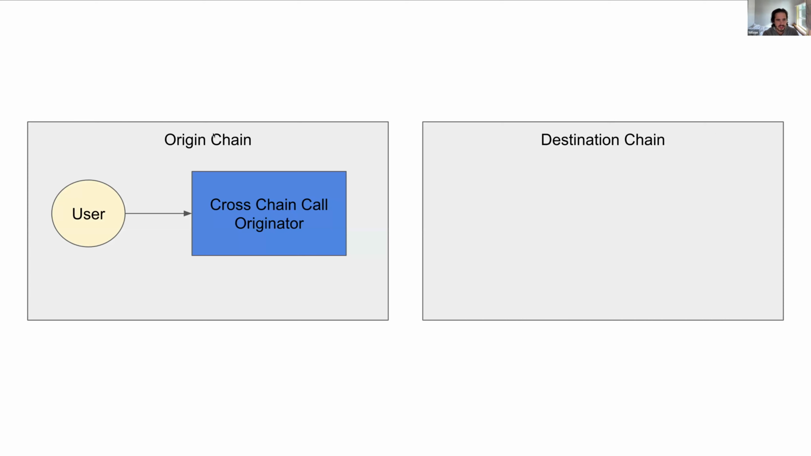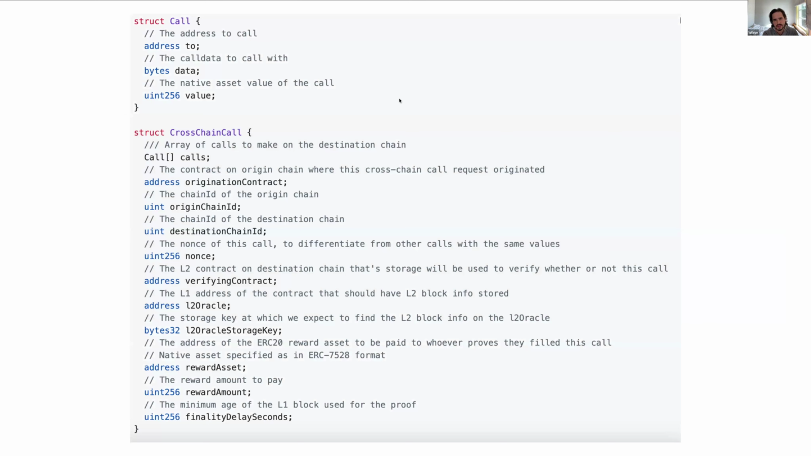So the idea is you have some origin chain and a destination chain, and you have a user who wants to make some call on the destination chain. And to do so, they call into this cross-chain call originator contract. In the PR, you can see the specification for this, but basically this is the struct that specifies a cross-chain call. So you have an array of calls that you want to make with a to, data, and value. You have an origination contract that you're calling into on the origin chain, the chain ID, the destination chain ID, and a nonce just to distinguish this from any other call that otherwise has all the same parameters.